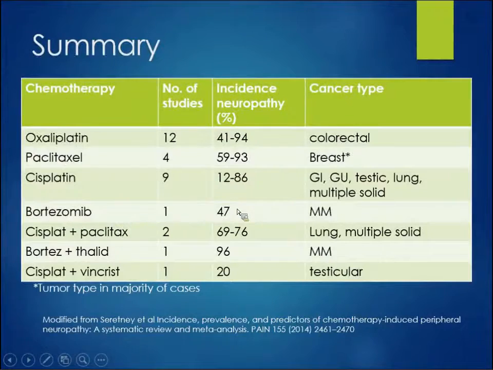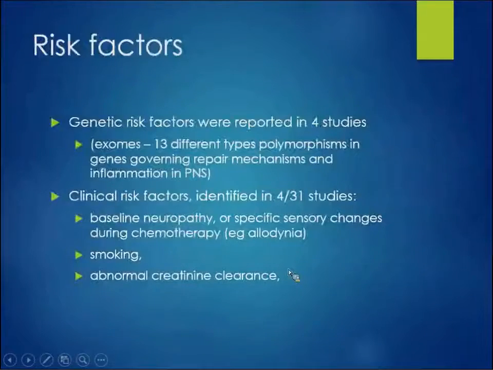in other scenarios. And there's just one study with these, but the bortezomib and thalidomide had a very high rate of neuropathy associated with treatment in multiple myeloma. Of these 31 studies, they found 4 that had reported on genetic risk factors, looking at exomes, and there were 13 different types of polymorphisms involved in repair mechanisms and inflammation of the peripheral nervous system. They weren't specific neurological disorders with which I was familiar.